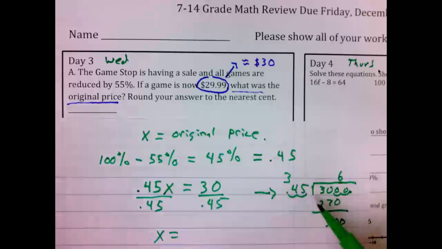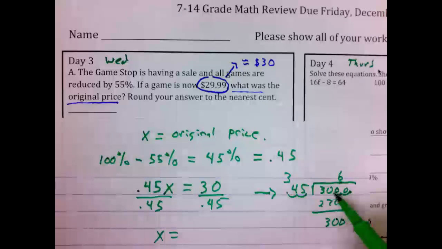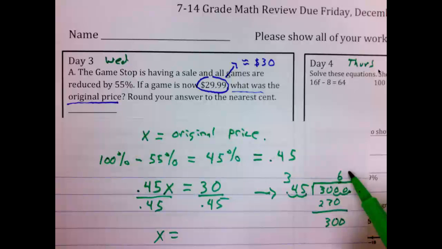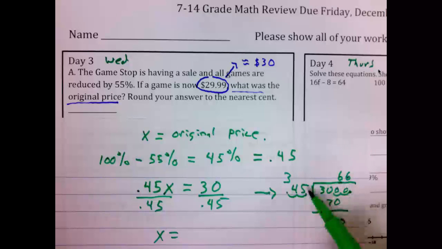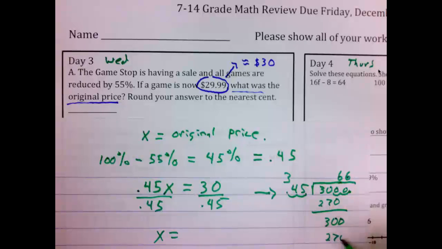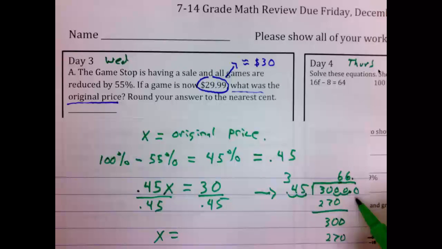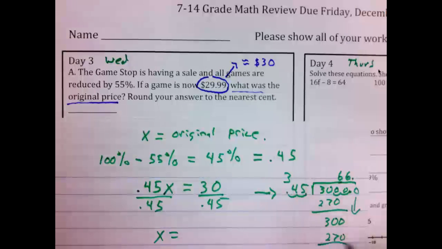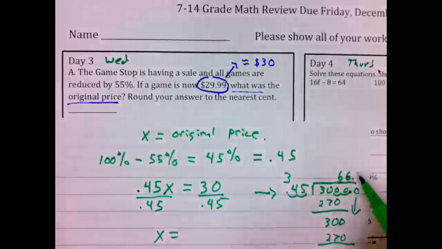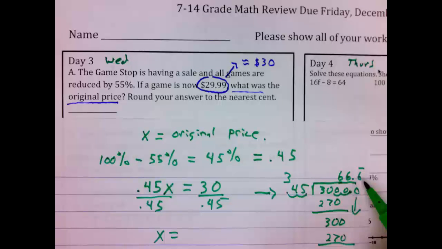Again, we have 45 into 300 like we had previously. Well, that's going to yield 6 again. So 6 times our 45 is 270. We can introduce a 0 here and drop this down. But hopefully you can already see that we're going to have this repeating pattern. It's going to be 66.6 repeating. That is $66.66. We should round to 67.